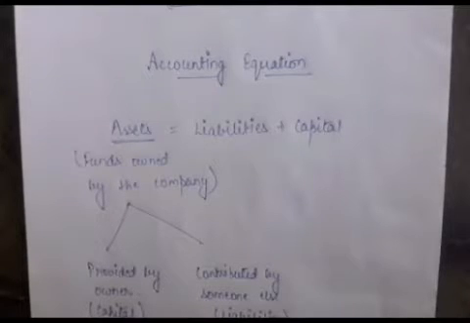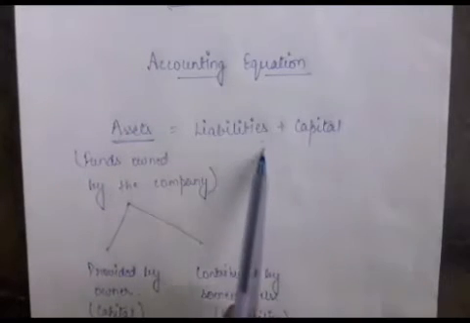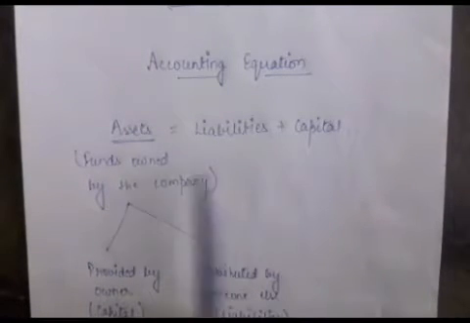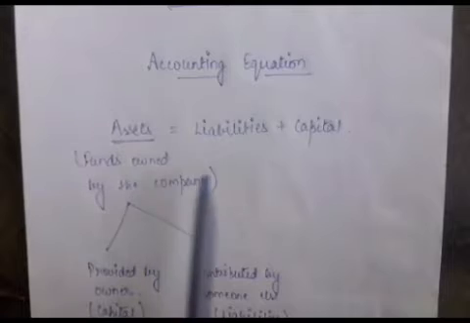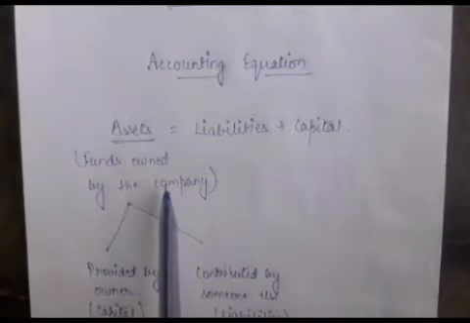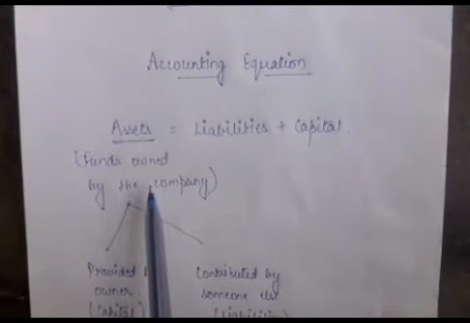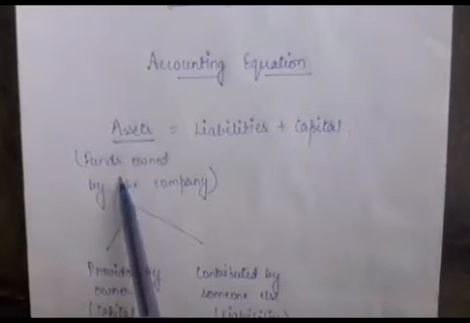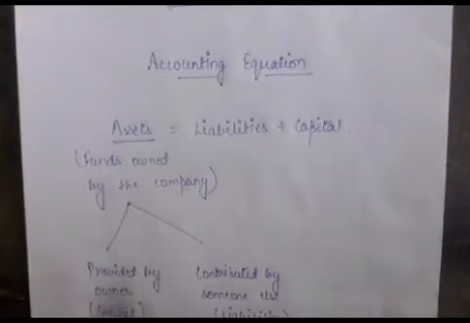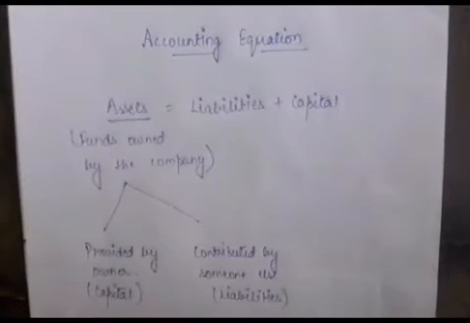So the basic equation in accounting that we have is assets equals liabilities plus capital. The total of assets will be equal to liabilities and capital. The definitions we have already done. Assets are whatever funds are owned by the company, meaning whatever things the company has, all of those are assets. We get the funds owned by the company in two ways.